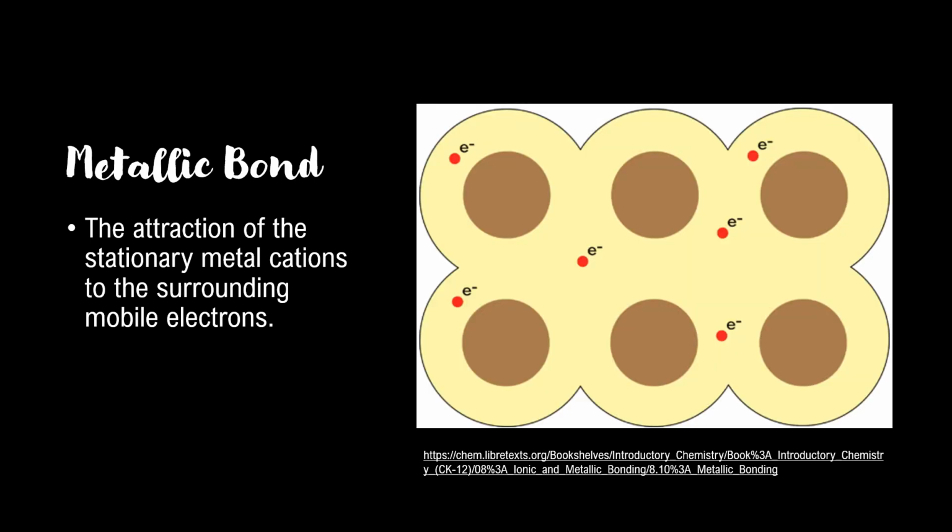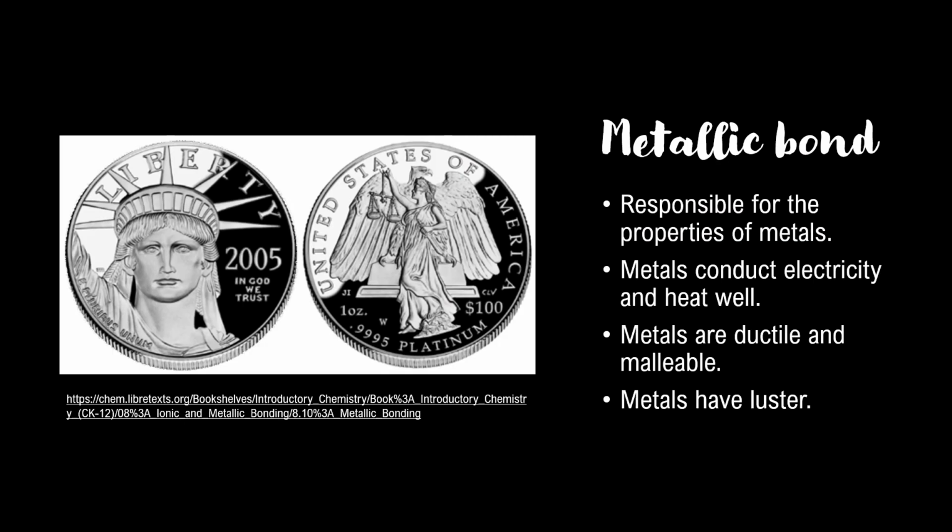Another type of bond is the metallic bond. Metallic bond is defined as the attraction of the stationary metal cations to the surrounding mobile electrons. So metallic bonds are present in metals, like for example, gold, silver, and other types of metals. Metallic bond is also responsible for the properties of metals. What are the properties of metals? Metals can conduct electricity and heat well. They are ductile and malleable, and they have luster.